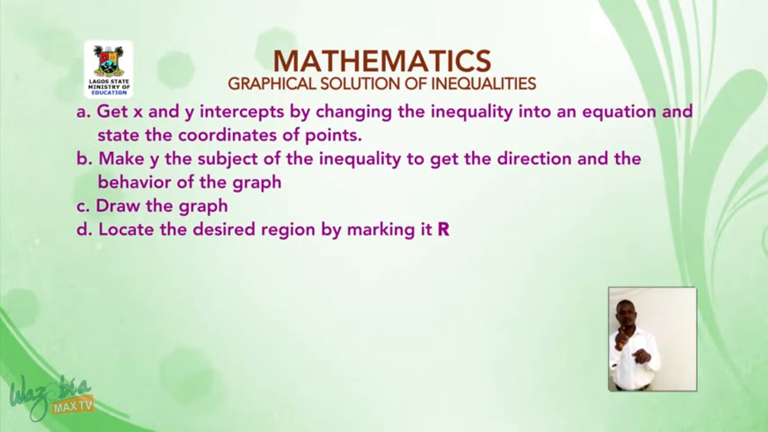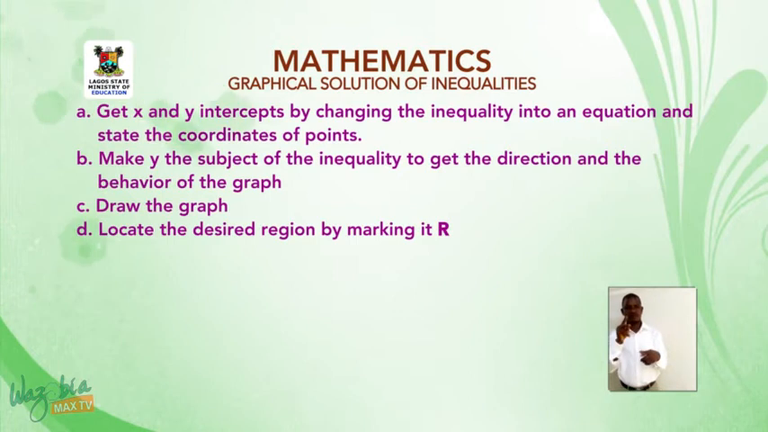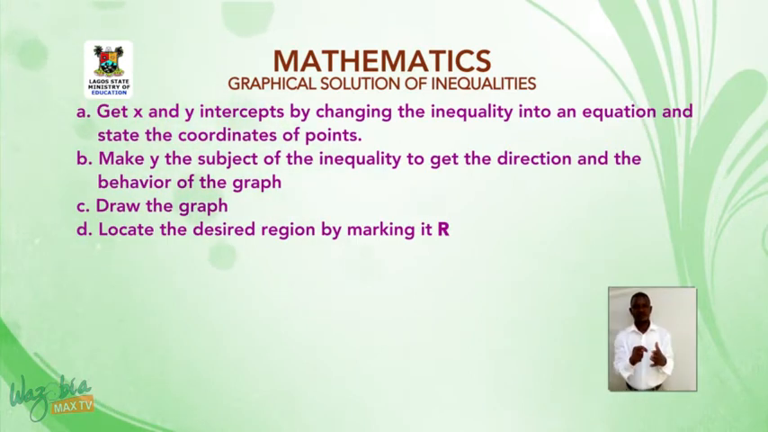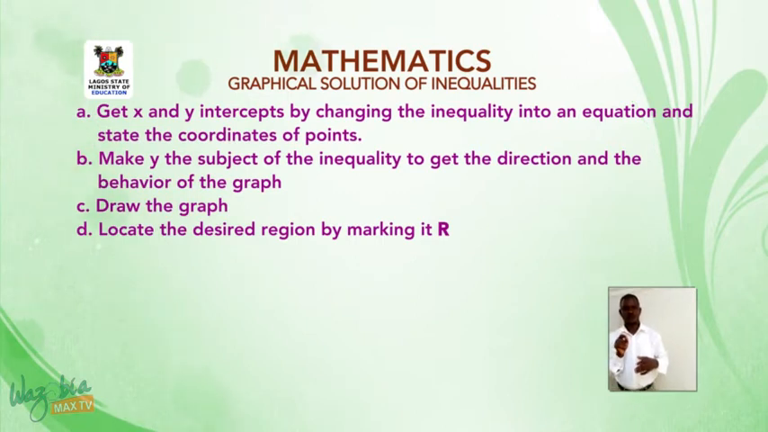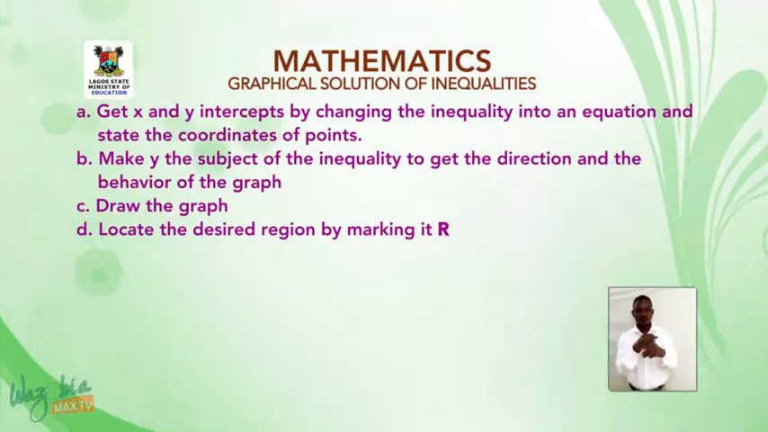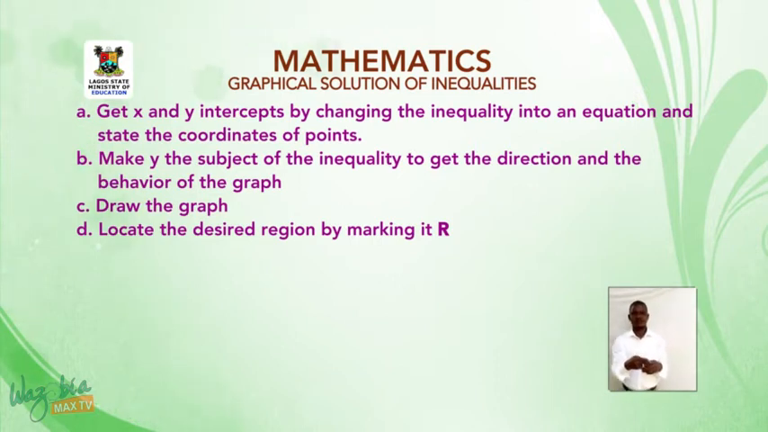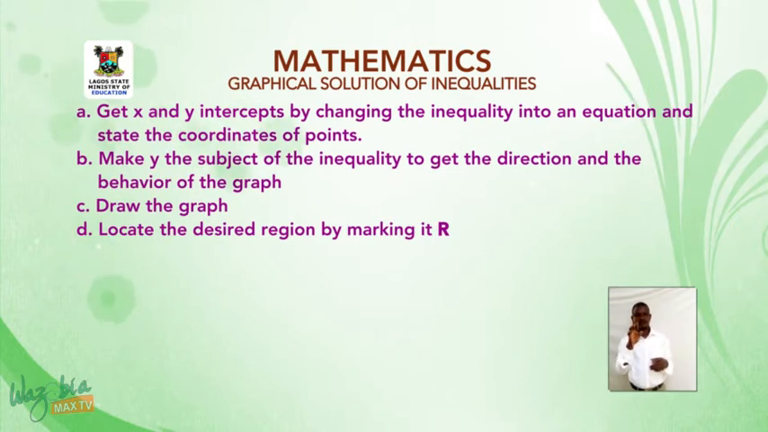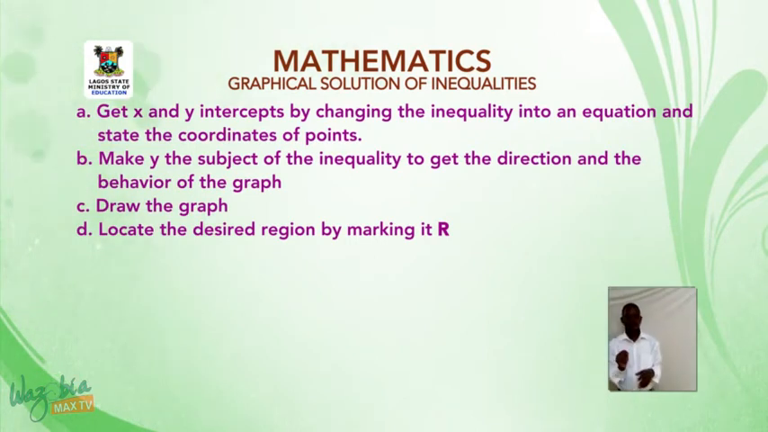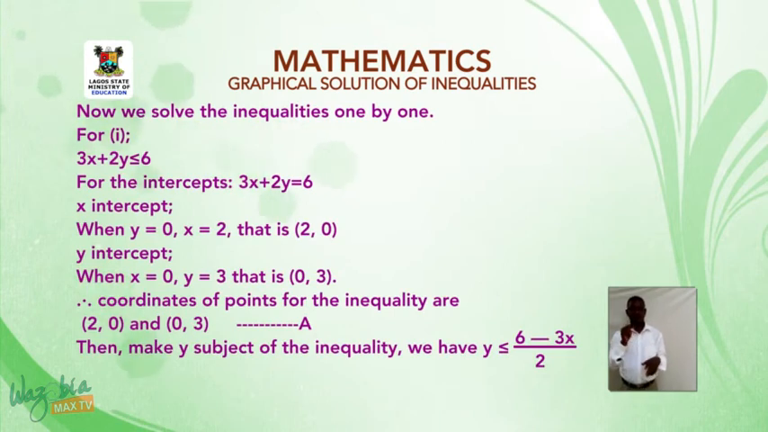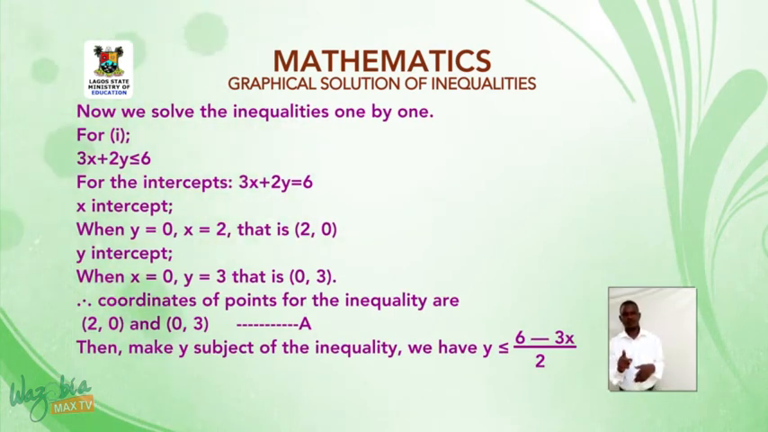A. Get x and y intercepts by changing the inequality into an equation and state the coordinates of points. B. Make y the subject of inequality to get the direction and the behavior of the graph. C. Draw the graph. D. Locate the desired region by making arrow, the region that we need. Now, we solve the inequalities one by one.